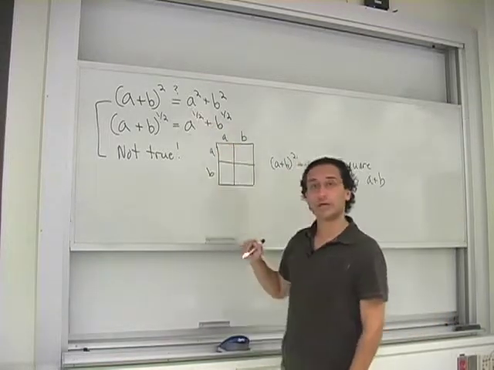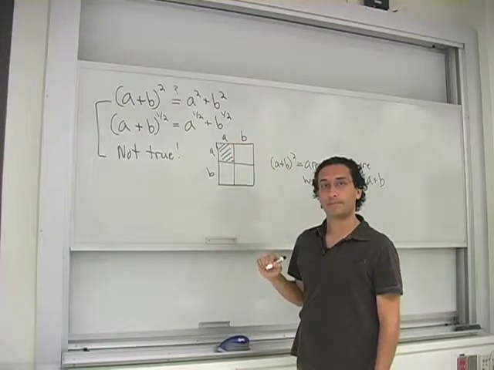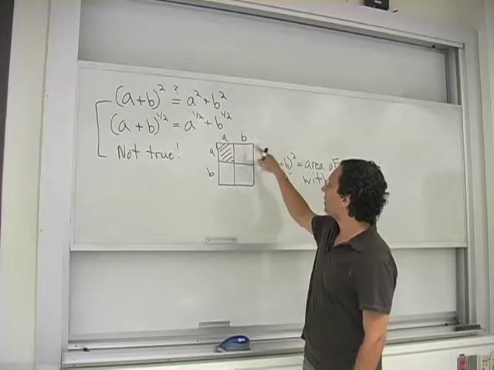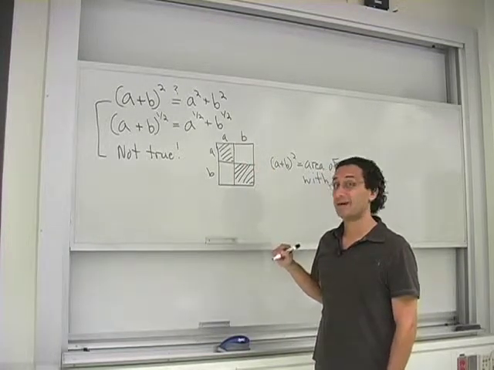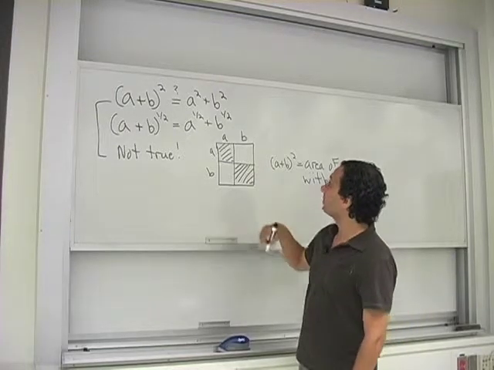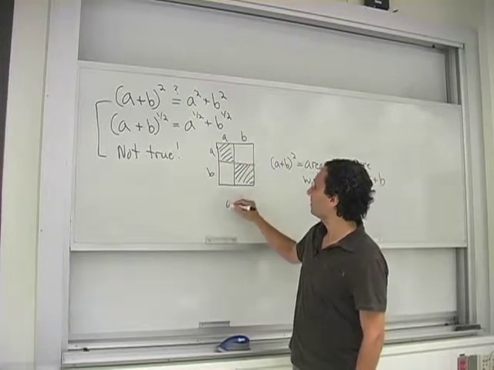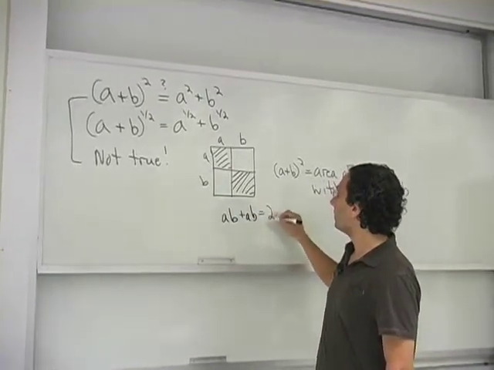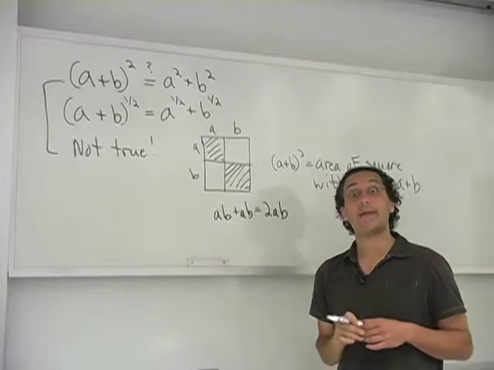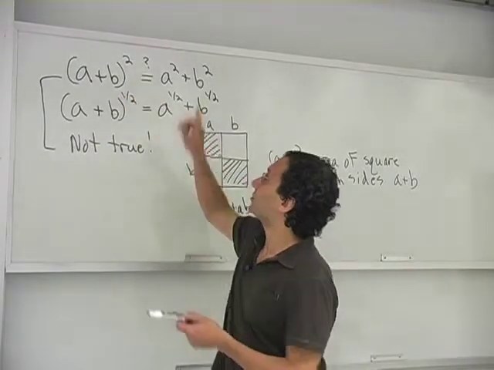A squared on my picture is just this box. B squared on my picture, let's see, b, is just this box. Same area? No. In fact, the only way for them to have the same area is if ab plus ab, that quantity, happens to be 0. Okay, so in general, this is not true.